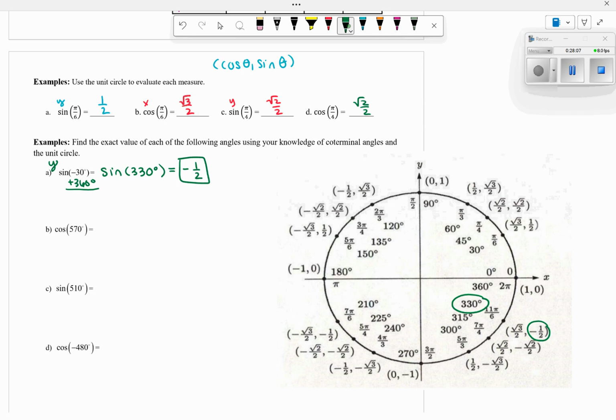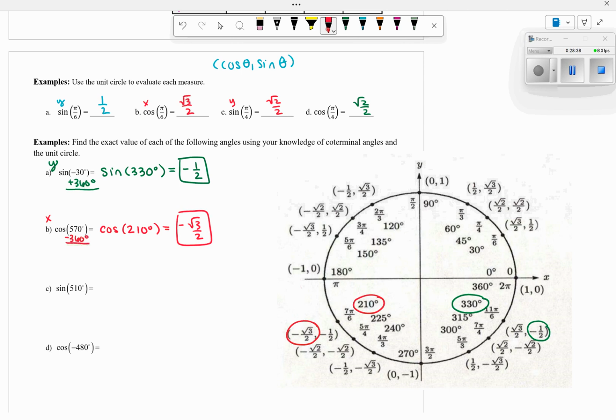So then the next one, we have the cosine, which is the x coordinate on our circle, 570 degrees. So subtract 360 to figure out what it's coterminal with, which gives us 210. So the cosine of 570 degrees is coterminal with the cosine of 210 degrees, which means we're going to get the same trig ratio. Where's 210 degrees? Right here. Cosine's the x coordinate, so negative root 3 over 2.